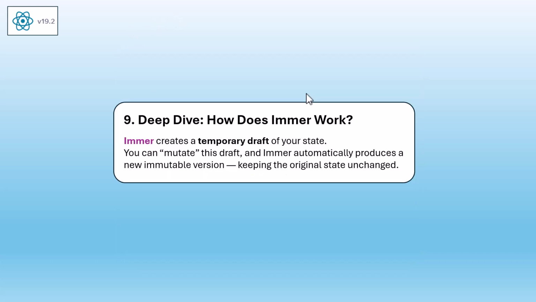9. Deep dive. How does Immer work? Immer works by creating a special draft of your state. When you modify the draft, Immer keeps track of every change you make. Once you're done, it generates a completely new object that reflects your edits while keeping the original data untouched. This means you get immutability without all the manual copying.